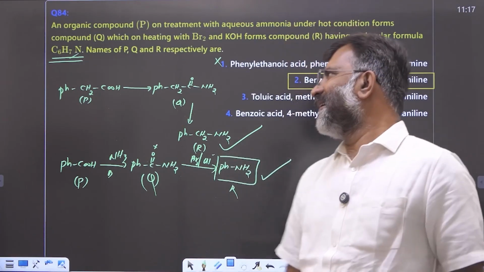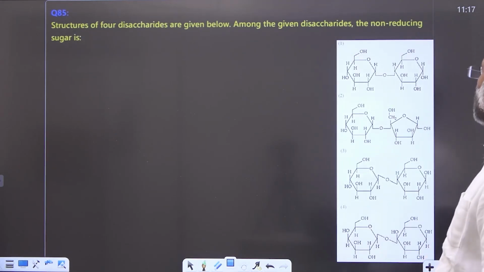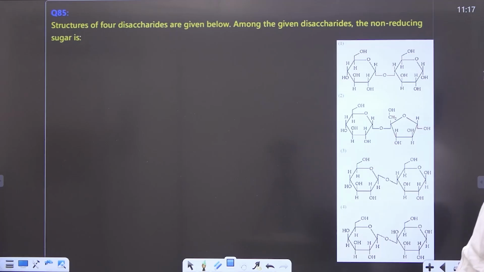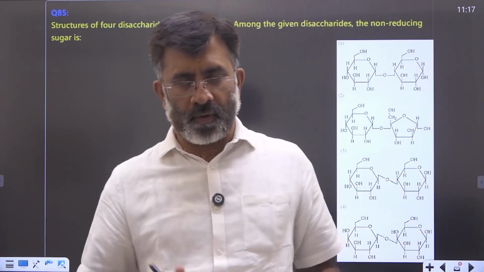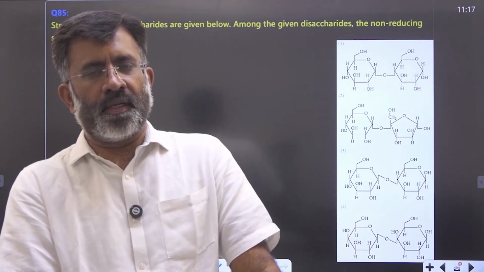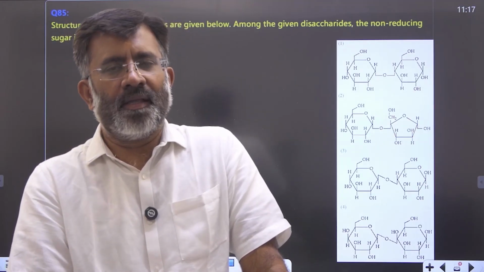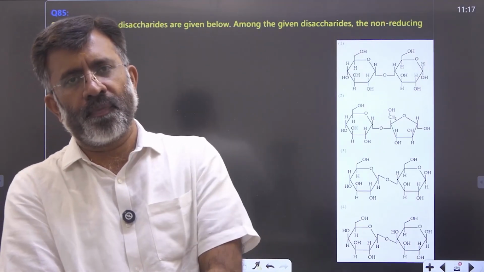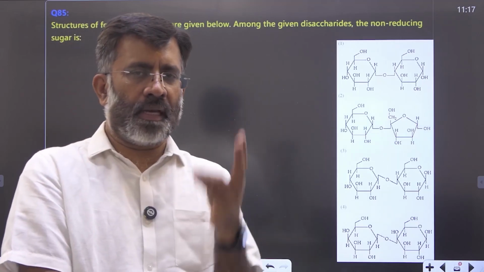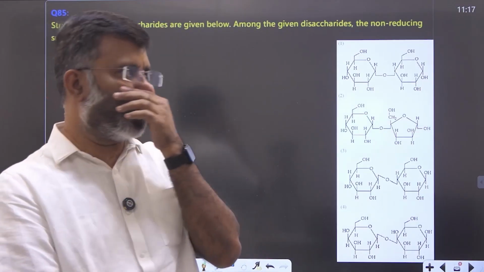Okay, next. The structures of 4 disaccharides are given below. Among the given disaccharides, which is the non-reducing sugar? What is a non-reducing sugar? The sugar which does not reduce Tollens reagent, the one which does not reduce Fehling solution, is what is called a non-reducing sugar. All monosaccharides are reducing sugars. Disaccharides such as maltose and lactose are reducing sugars, and the popular non-reducing sugar is sucrose.